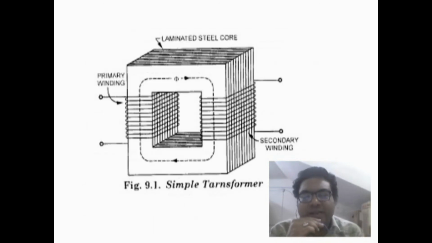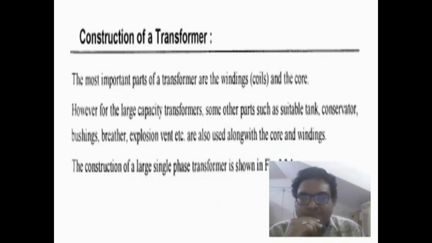So guys, what happens in the transformer? Basically, the working principle of a transformer is divided into two parts. At no load, first we will see the working principle of the transformer at no load, and second we will see the working principle and phasor diagram of the transformer at load, because both are interlinked. The working principle of a transformer and the phasor diagram are interlinked. So this is the construction part we already saw.